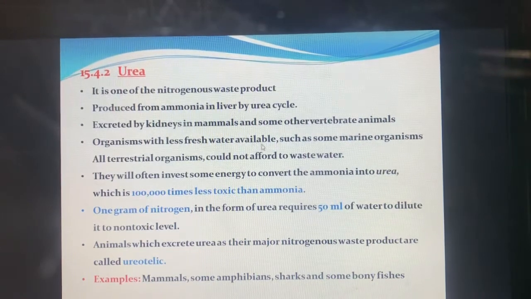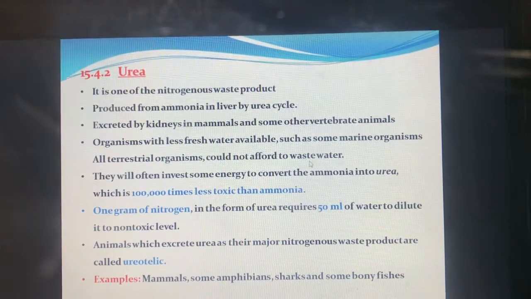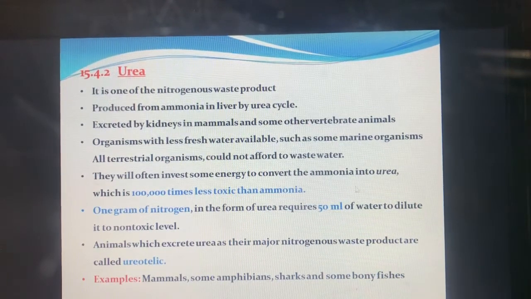Organisms with less freshwater availability, such as some marine organisms and all terrestrial organisms, can't afford to waste water, so they will often invest some energy to convert ammonia into urea, which is 100,000 times less toxic than ammonia. One gram of nitrogen in the form of urea requires 50 ml of water to dilute it to a non-toxic level. If you compare this with ammonia, the expenditure of water over here is less.